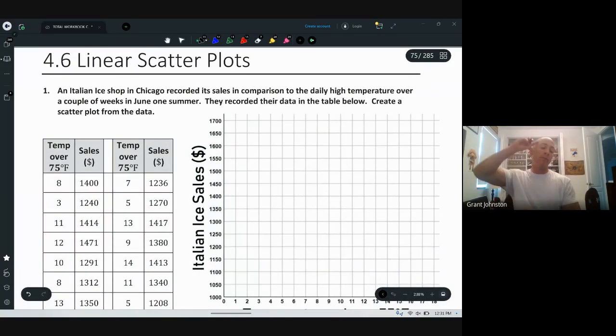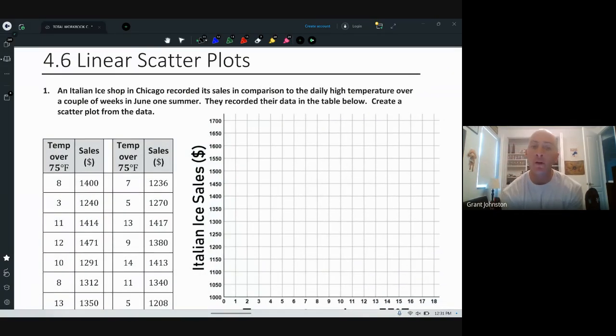Linear scatter plot. So it says an Italian ice shop in Chicago recorded its sales in comparison to the daily high temperature over a couple of weeks in June one summer. They recorded their data in this table below. Create a scatter plot from the data.